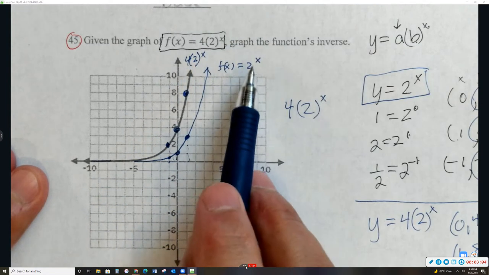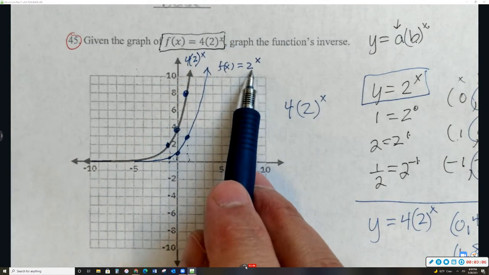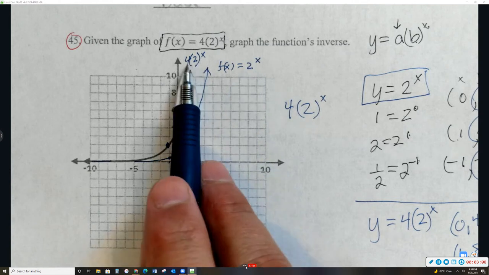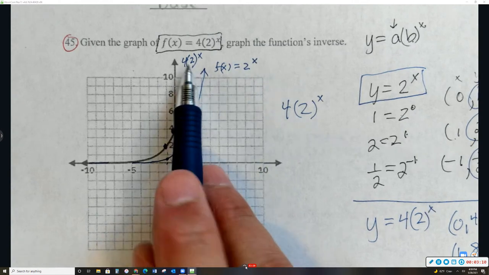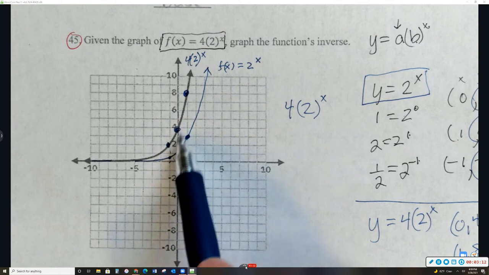See, this one is the original one. You should know how to graph this. And then this guy is just taking that guy and multiplying it by 4. So it's making it go up faster, 4 times faster.